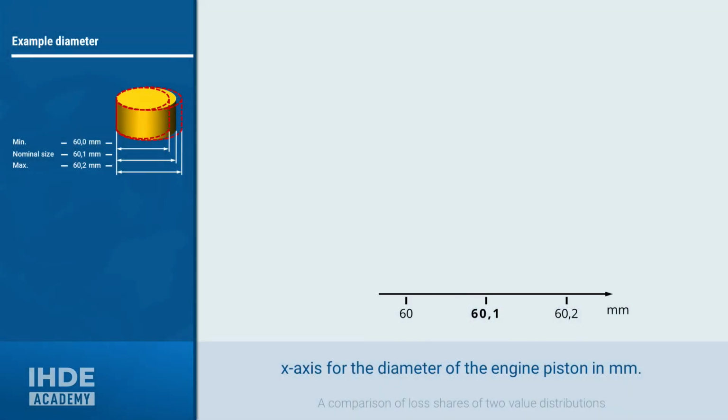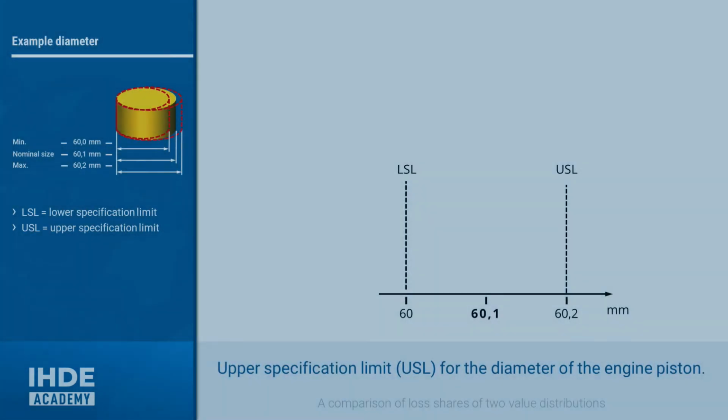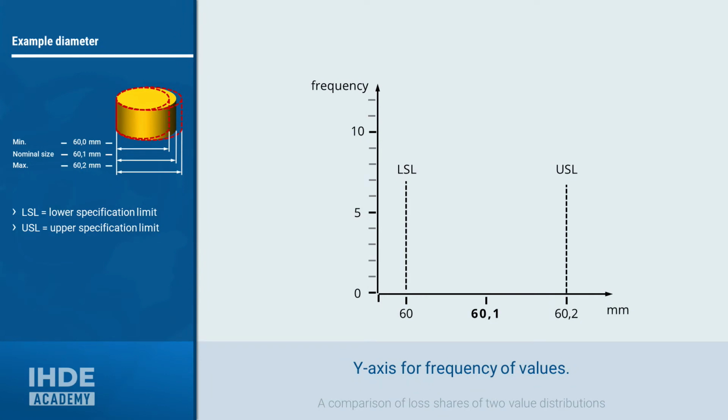To do this, we build again a diagram starting with the x-axis for the diameter of the piston. The lower permissible limit of the piston is 60 mm. The upper limit of the piston is 60.2 mm. The y-axis scale is for the frequency of actually measured diameters of different piston diameters.